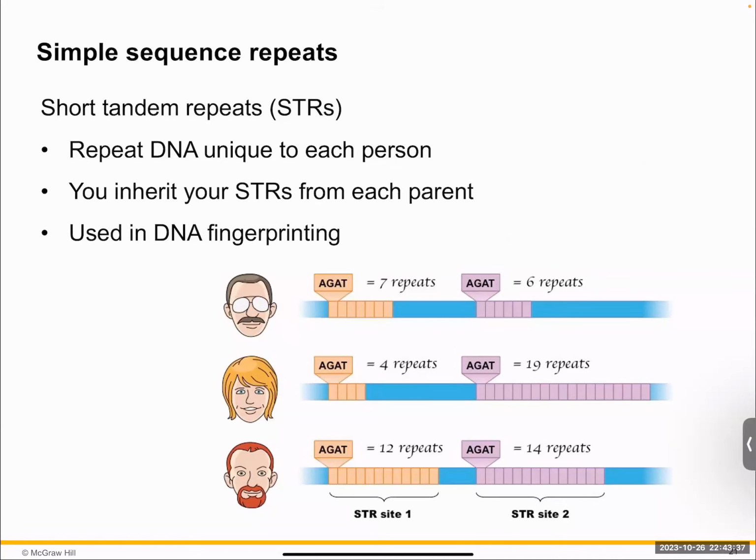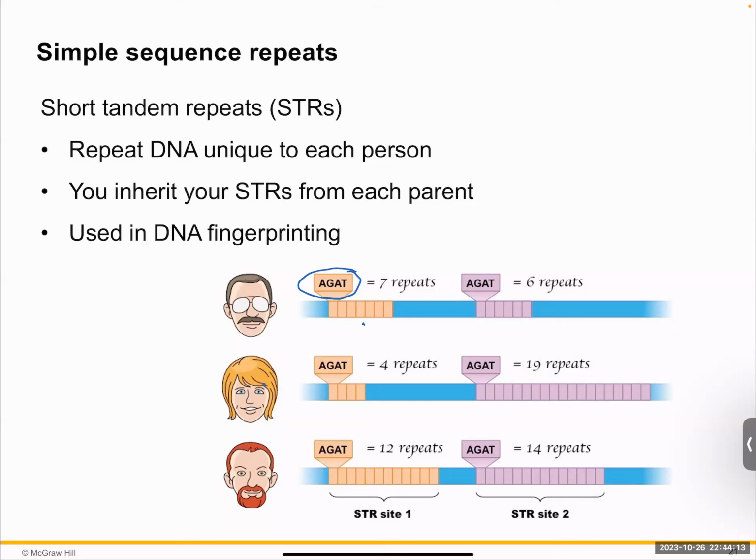So what I wanted to show you in this picture is simple sequence repeats, which basically means we're looking at a very short sequence like the AGAT sequence that can be repeated throughout the genome. So we have 3 different people here, and we have the same repeats in 2 different locations. The first site of these short, what we call short tandem repeats or STRs, the first person has 7 repeats in the first position and 6 repeats on the second one.